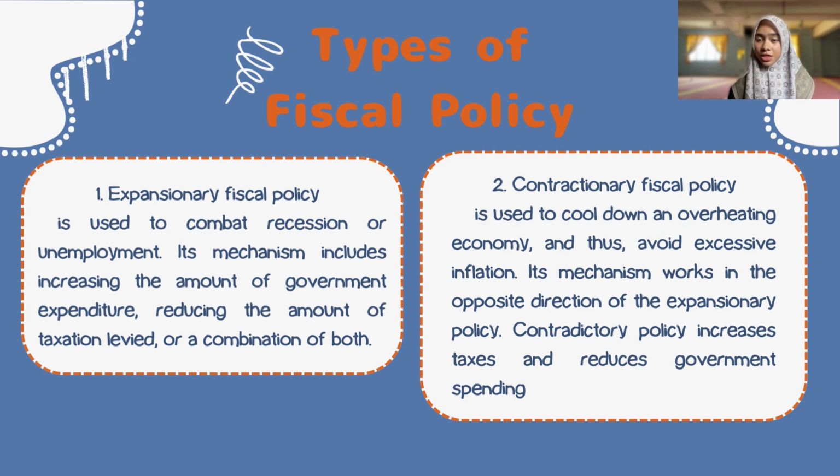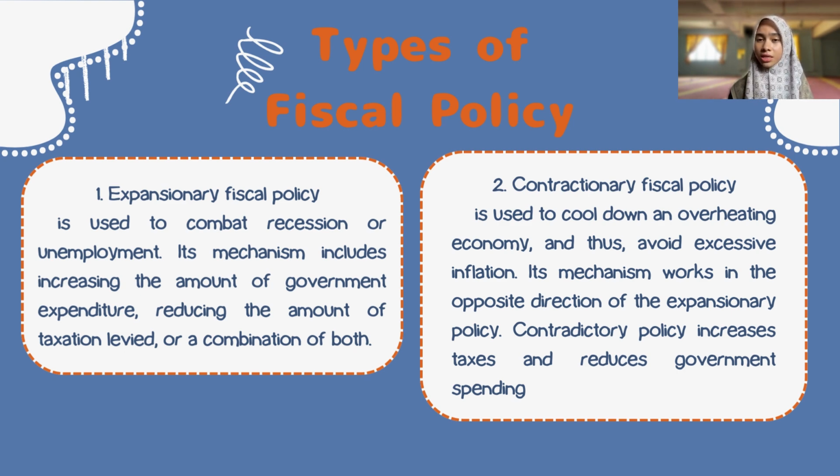First, expansionary fiscal policy. Expansionary fiscal policy is used to combat recession or unemployment. Its mechanism includes increasing the amount of government expenditure, reducing the amount of taxation levied, or a combination of both. Number 2, contractionary fiscal policy.